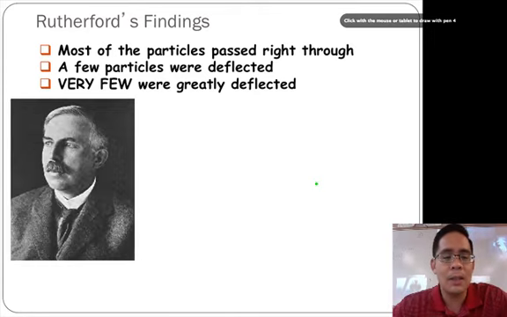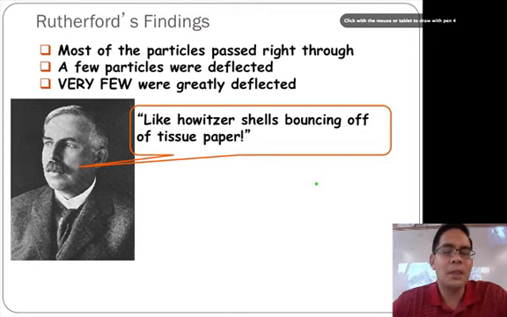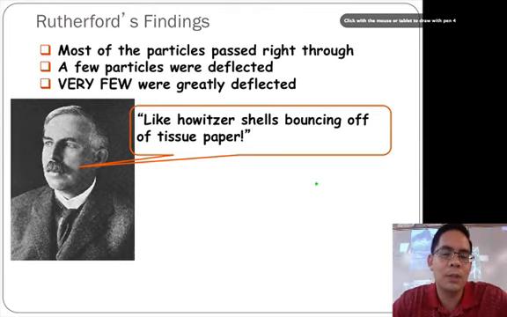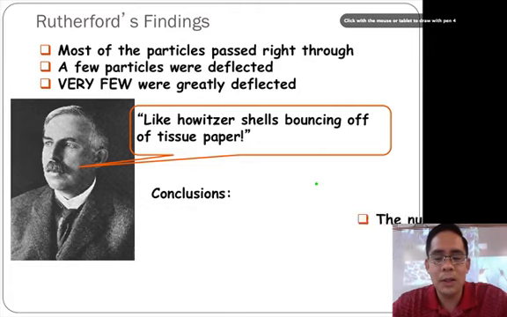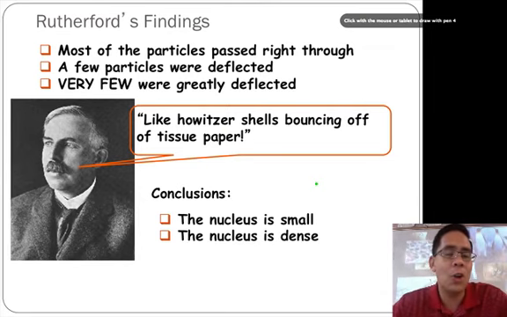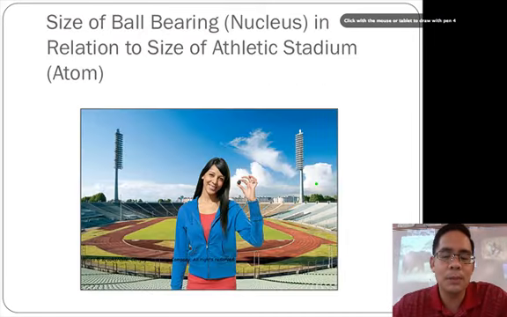So that meant that, and of course this puzzled him, because this whole idea of bouncing off the gold foil was like him trying to shoot howitzer shells, of course, this is around the time of World War I, bouncing off tissue paper, which made no sense to him. And so his conclusion is that there was something inside the atom that was very small, and he called that the nucleus. And the nucleus also must be very dense, since most of the space was empty space. And the nucleus must also be positively charged.